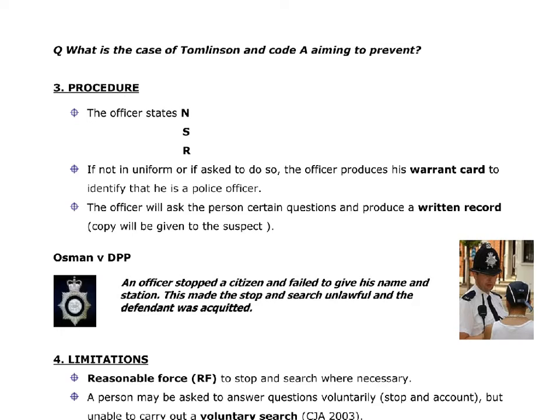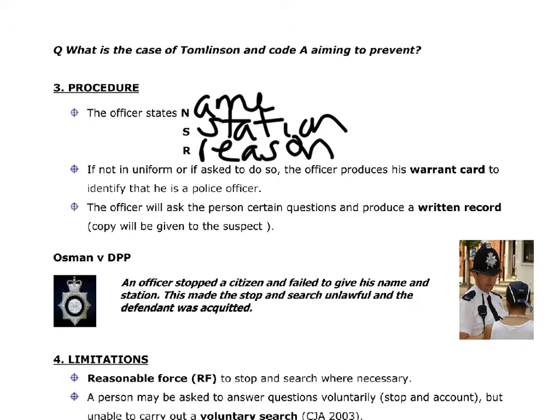Right, procedure then. So, this is your third area out of the 5. You need to be aware of what the police officers will actually do when they stop and search you, what happens. So, first of all then, we've got the NSR procedure. This is where the officer will come up to you, he will state his name, he will tell you what station he's from, and he will tell you the reason for the stop and search as a result.